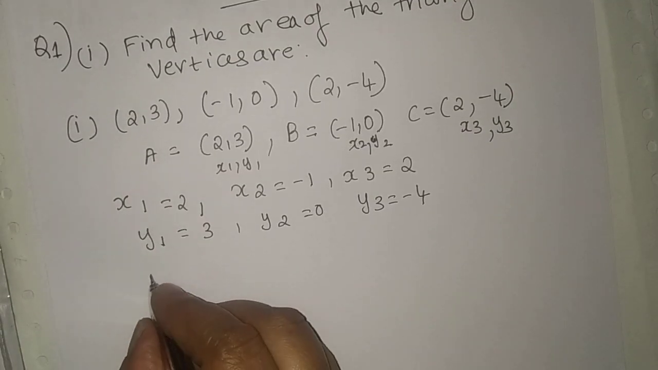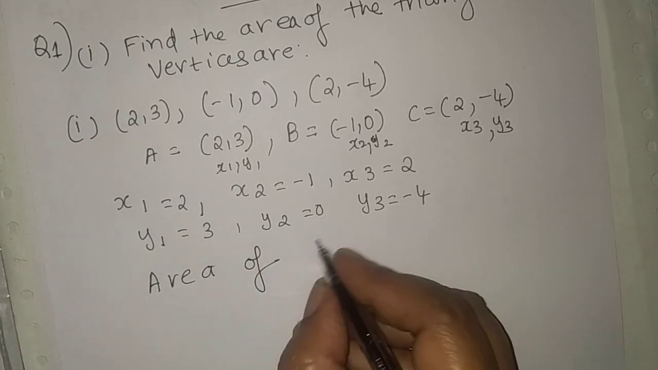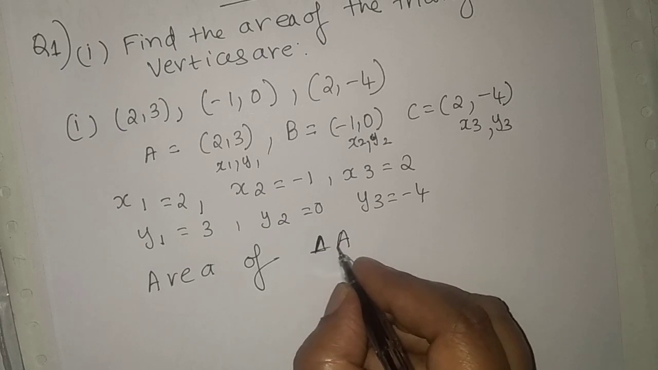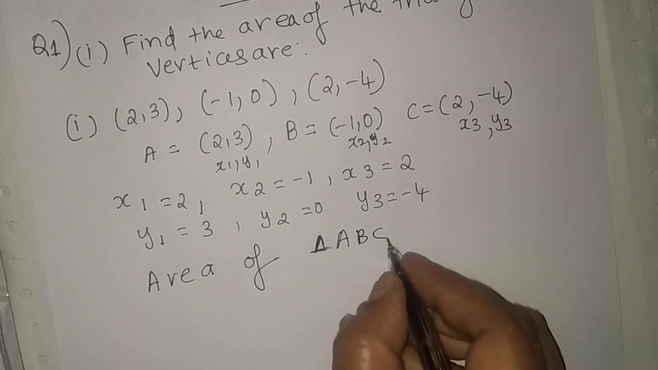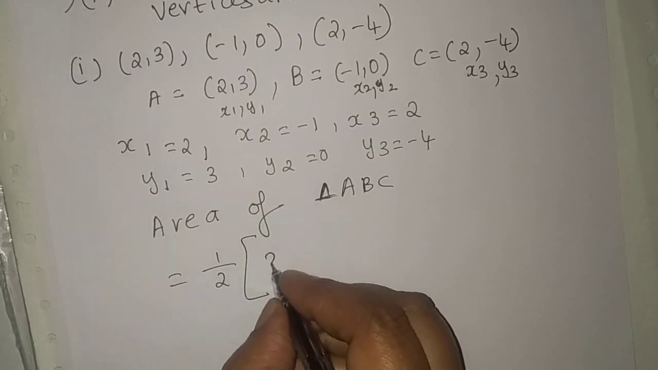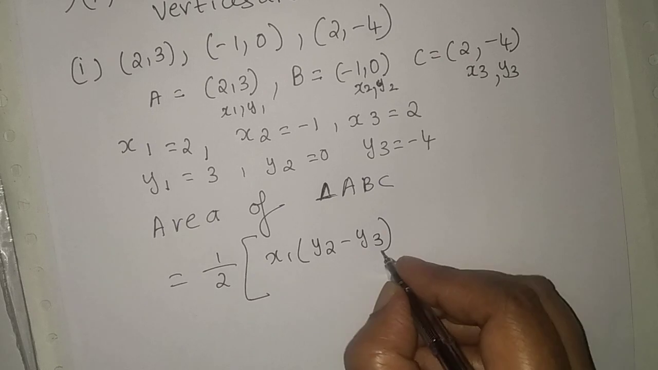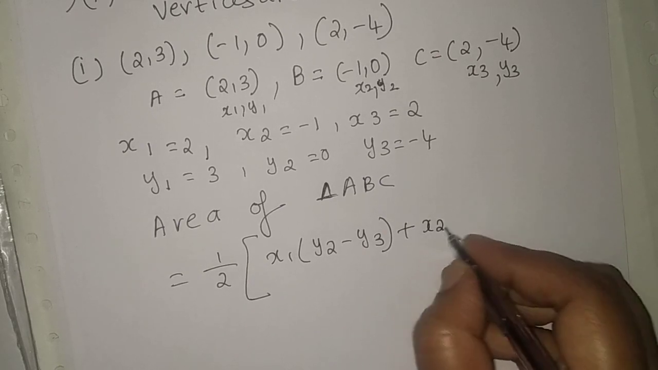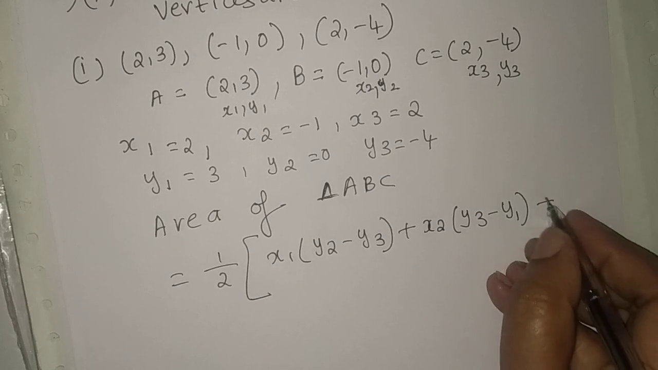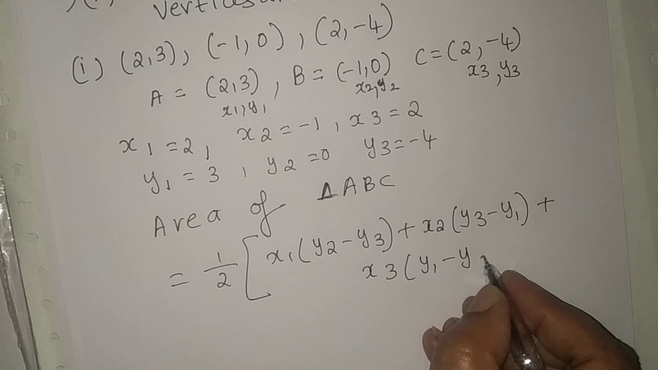So we'll find the area of the triangle ABC. Area of triangle ABC is equal to, what is the formula? 1/2 into x1 into (y2 minus y3) plus x2 into (y3 minus y1) plus x3 into (y1 minus y2).